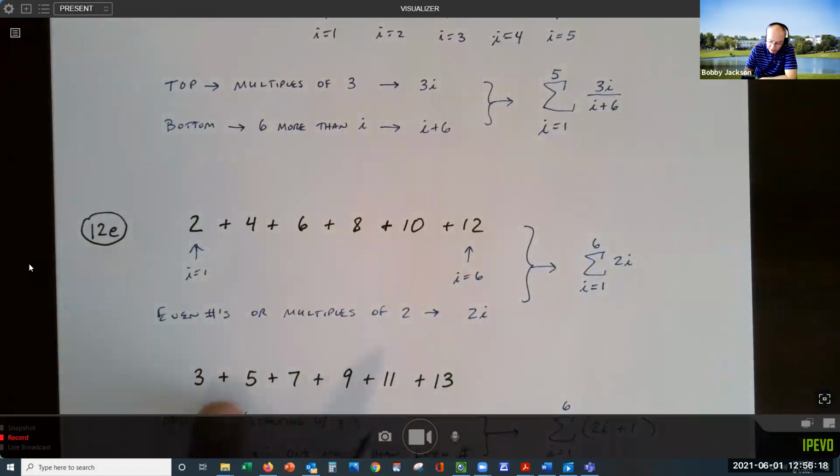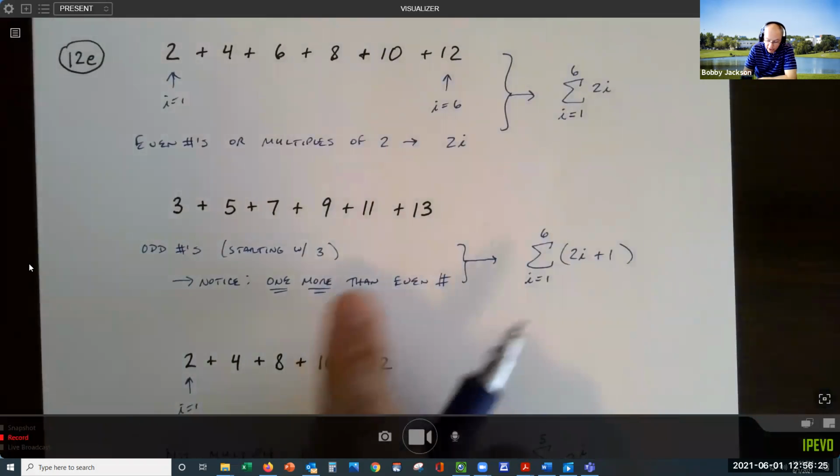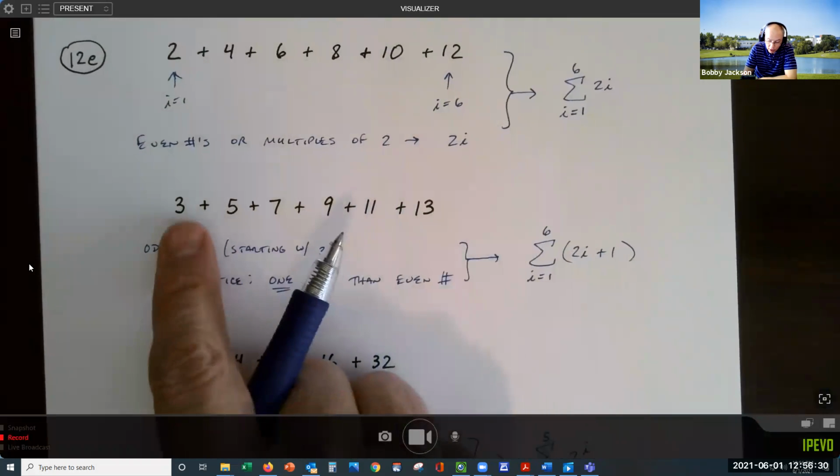What about 3 plus 5 plus 7 plus 9 plus 11 plus 13? Well, notice those are odd numbers, starting with 3, of course, and ending with 13. And you count them, you got 1, 2, 3, 4, 5, 6. So it's i equal 1 to 6.